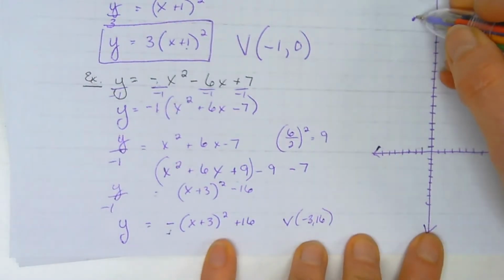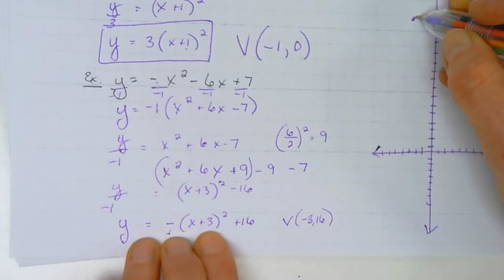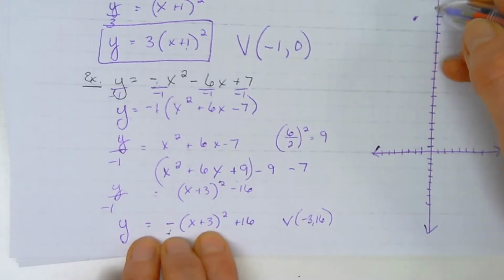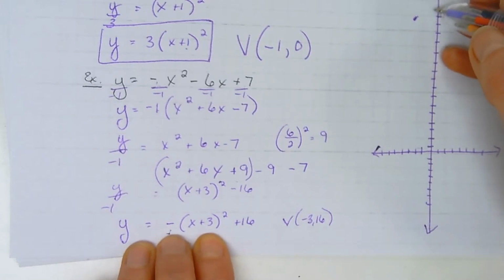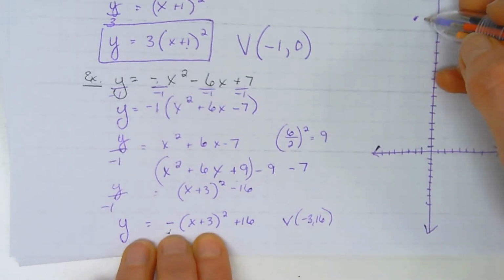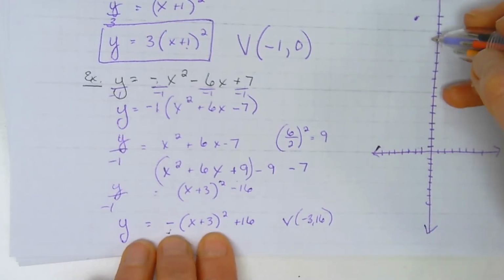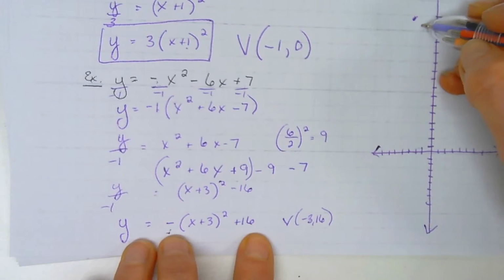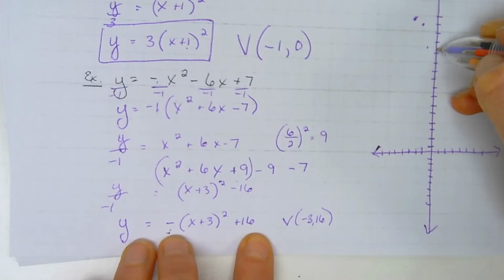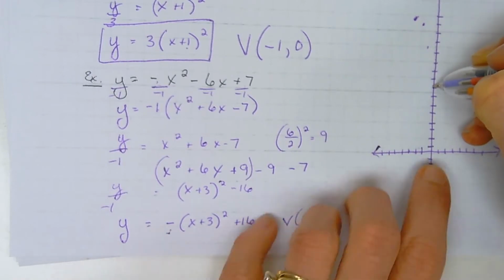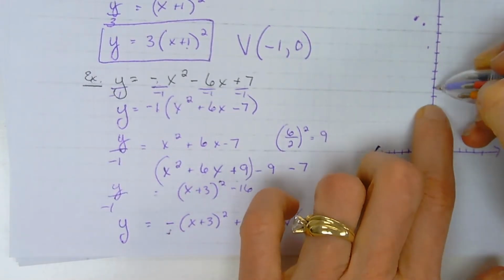So there's a vertex, and instead of following the pattern of going over 1, up 1, over 1, up 3, over 1, up 5, this negative in front tells us to go over 1, down 1, over 1, down 3. So I'm going to go over 1, down 1, over 1, down 3, over 1, down 5. 1, 2, 3, 4, 5. Should end up at 7. 1, 2, 3, 4, 5, 6. Right here.